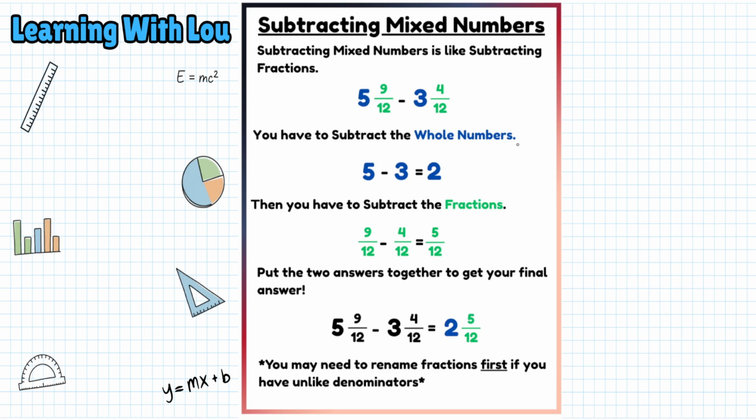Subtracting mixed numbers is a lot like just subtracting fractions. The first thing I recommend you do is look at your fractions first. Are you able to take away 4/12 from 9/12? If the answer is yes, go ahead and subtract your whole numbers.